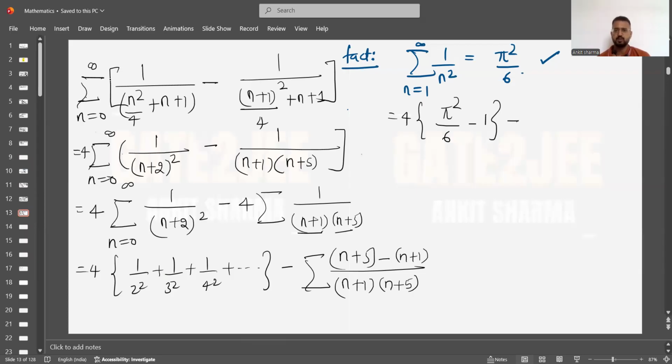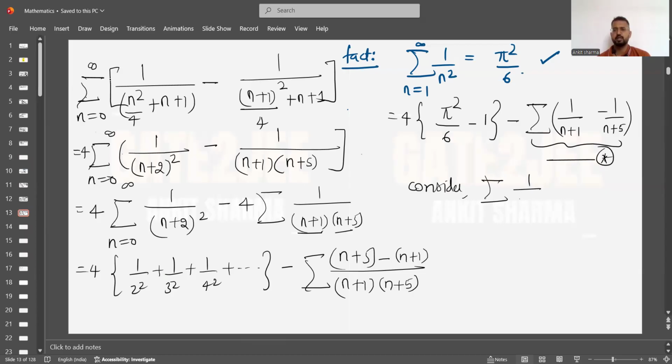Minus what this guy is: the sum of 1 over n plus 1 minus 1 over n plus 5. I'll call this equation star, and I'll consider only this much. So consider the sum of 1 over n plus 1 minus 1 over n plus 5, where n starts from 0 and then goes to infinity.